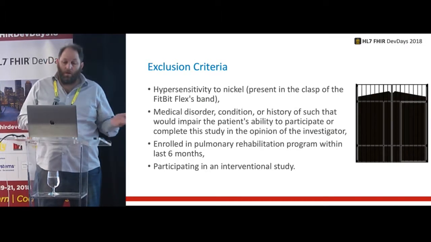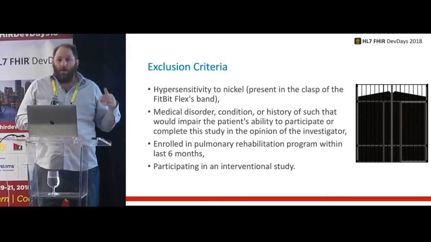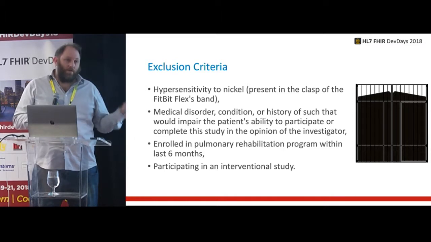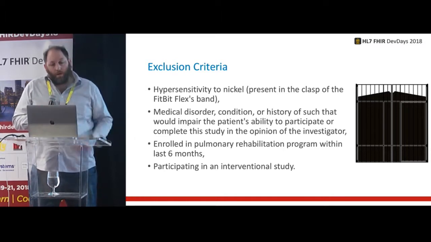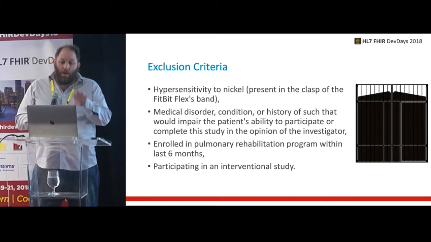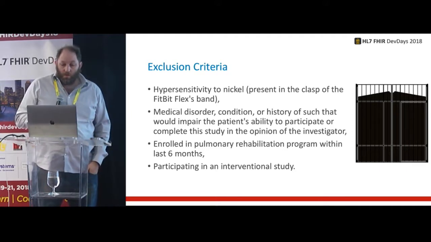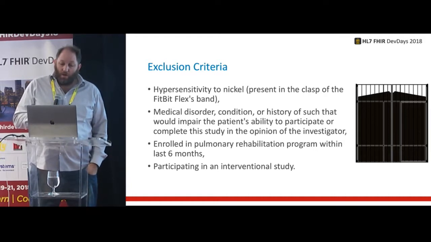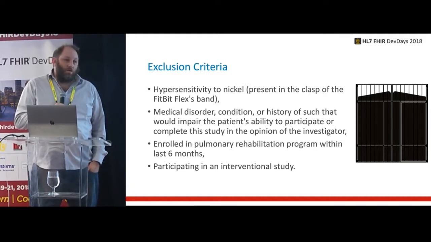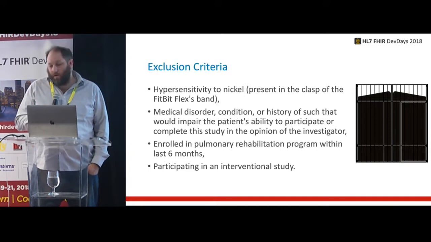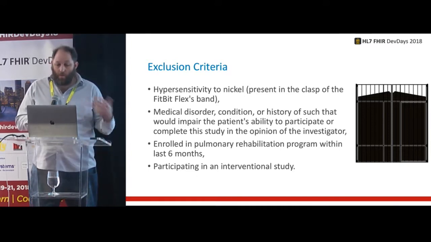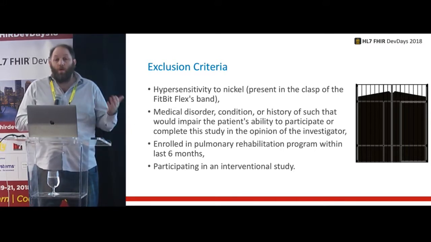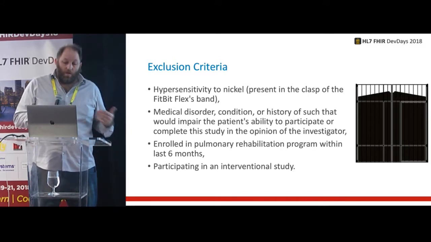Similarly, exclusion criteria: hypersensitivity to nickel. That's just saying that one of the interventions they're going to use as part of the study is a Fitbit, and the Fitbit class has nickel in it, so you don't want to admit patients into the study for that. Then any medical condition or history that would impair the patient's ability to participate or complete the study, in the opinion of the investigator. Try turning that into a series of where-ifs. Enrolled in a pulmonary rehabilitation program within the last 6 months, already participating in an interventional study.